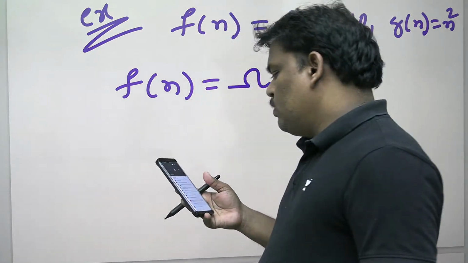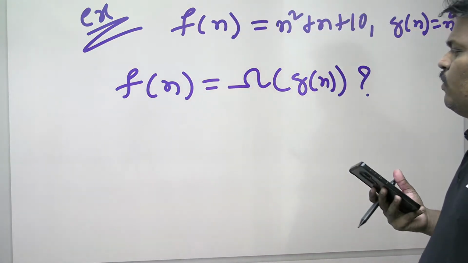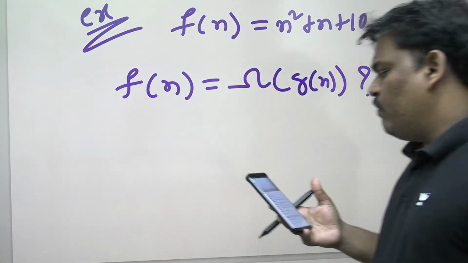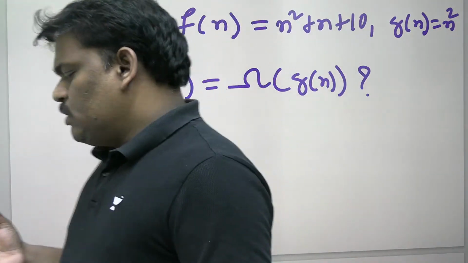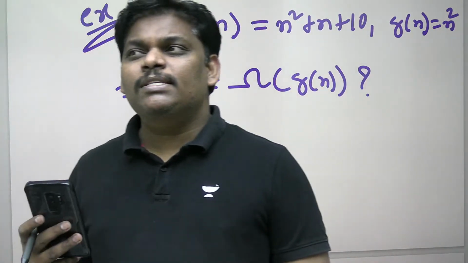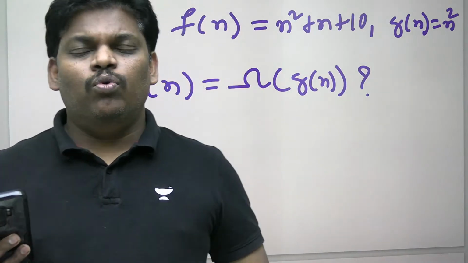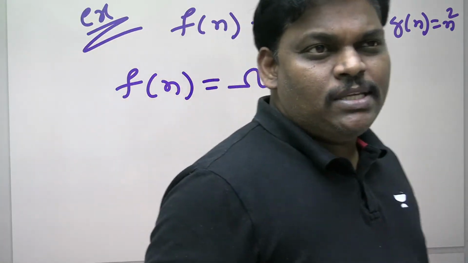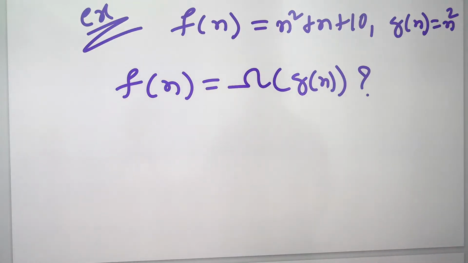If anyone knows, please let me know. How will you prove f(n) is omega of g(n)? Remember, big O means less than or equal to. Omega means greater than or equal to. I am giving a hint also. Can you try?